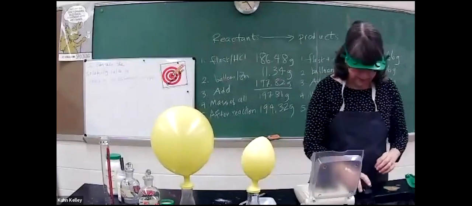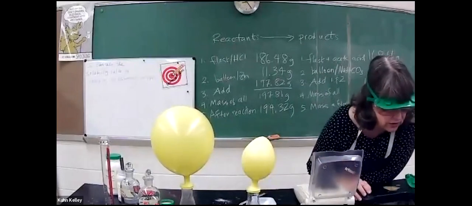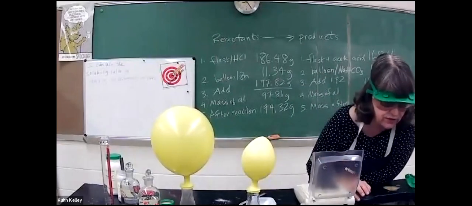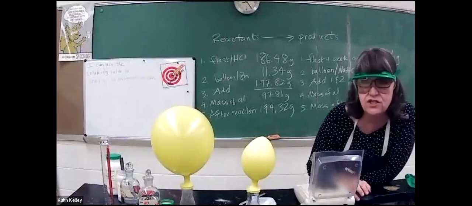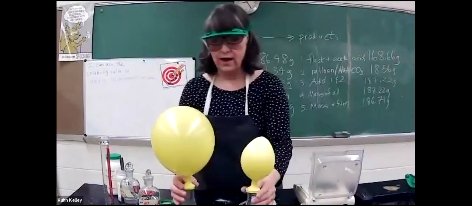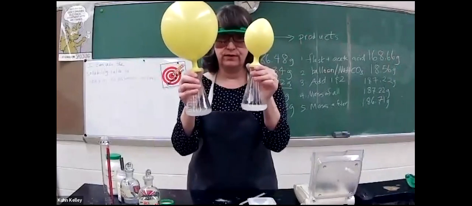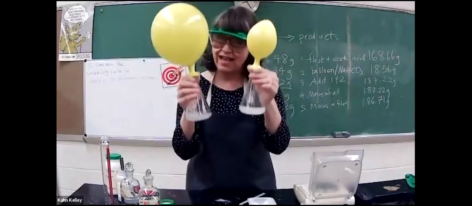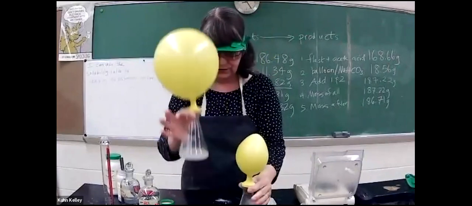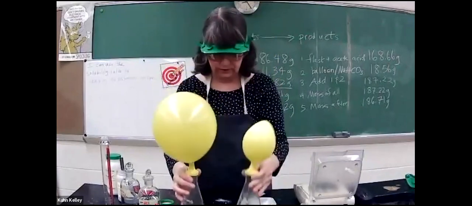So let's talk about what you're going to do next. You should have both data tables filled in. You should have observations made. Don't forget to make an observation about what happened to the balloon and then the comparative sizes of the balloons. This was part one, this was part two.